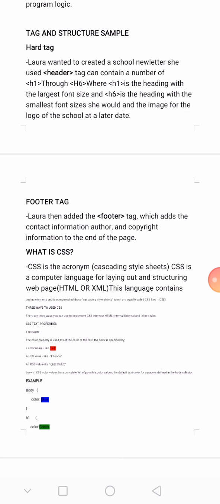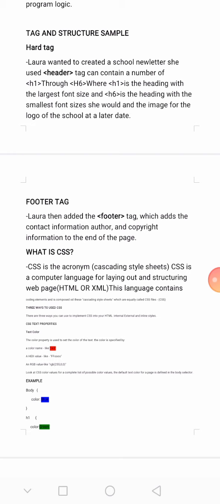Three ways to use CSS. There are 3 ways you can implement CSS into your HTML: internal, external, and inline styles.